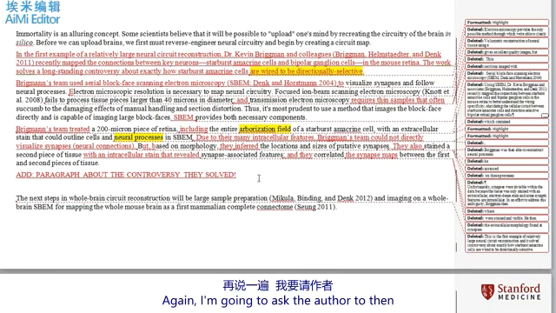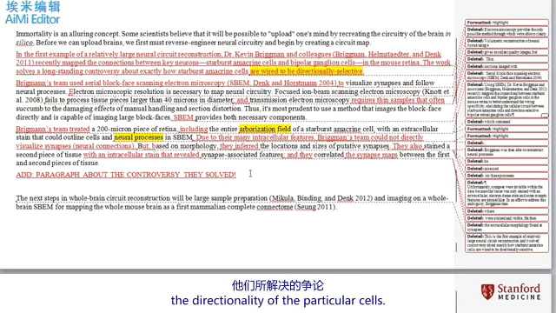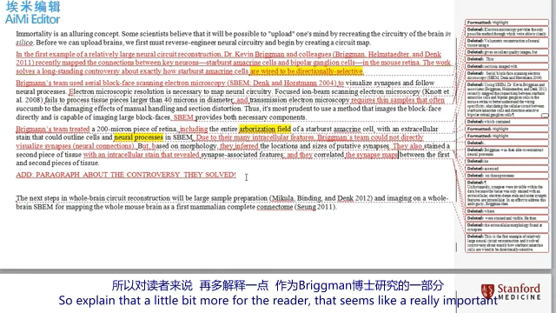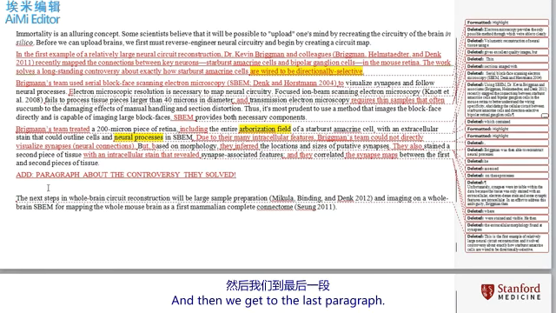Again, I'm going to ask the author to add in a paragraph here that goes into that controversy that they solved about the directionality of the particular cells. So explain that a little bit more for the reader. That seems like a really important part of Dr. Brinkman's study, so let's get some details on that. And then we get to the last paragraph.